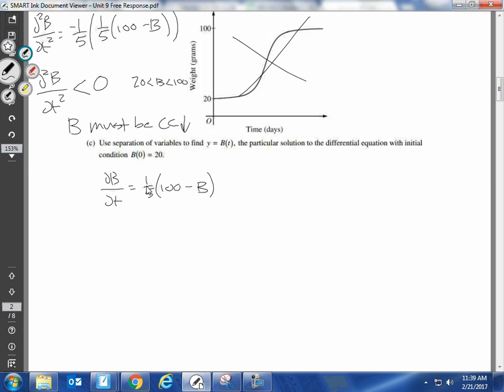I would leave the 1/5 on the right side. It's not bothering anything. Just leave it there. But divide by 100 minus b, giving me 1 over 100 minus b dB, and then multiply both sides by dt, giving me 1/5 dt. And we're ready to antiderive both sides. What is the antiderivative of 1 over 100 minus b?